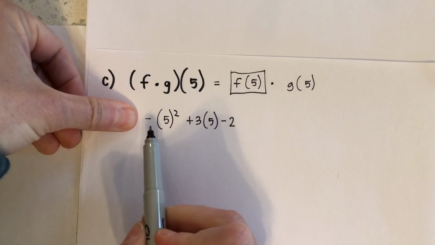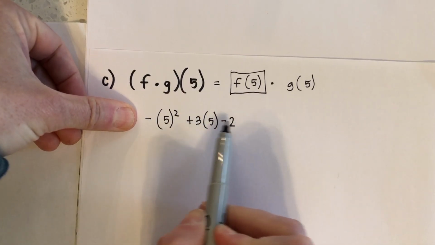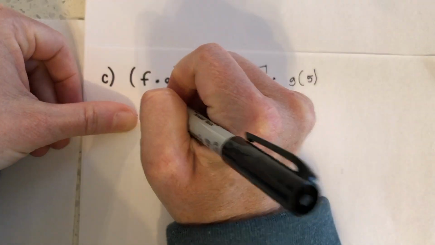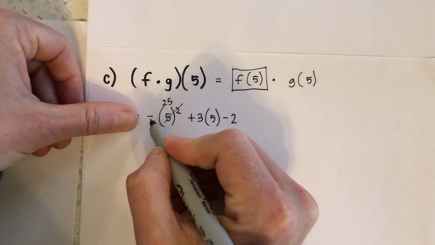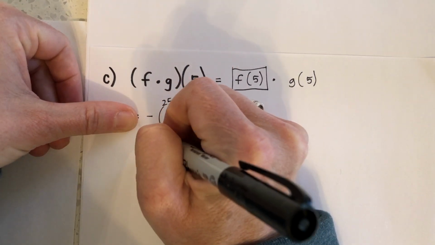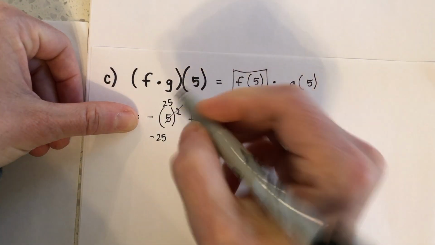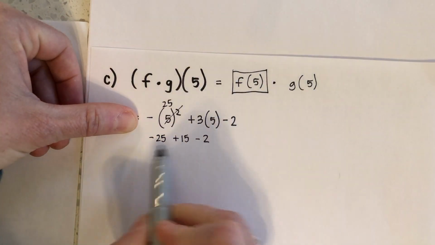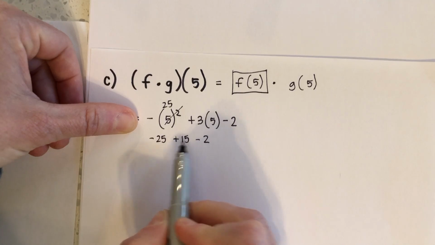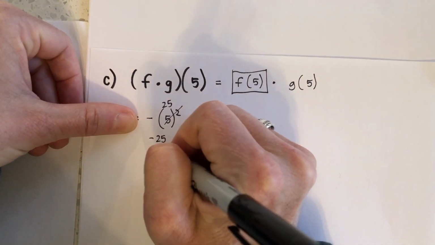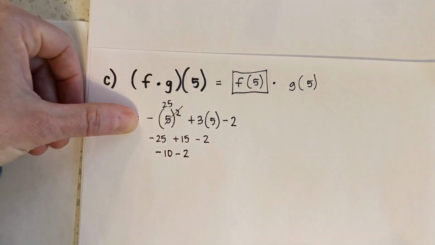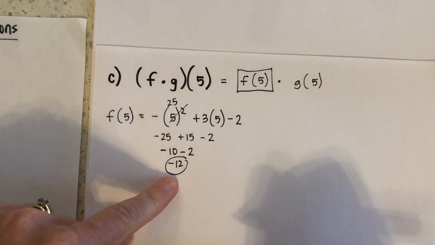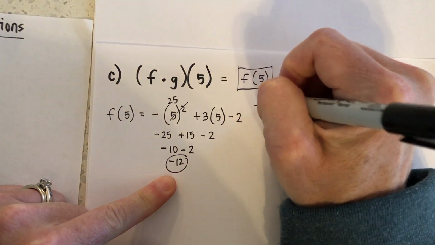And again, if you want, just plug this right into your calculator and hit enter and it'll do everything for you. Otherwise, 5 squared is 25, but now times it by that negative 1 and it's negative 25. Positive 3 times 5 is positive 15 and then minus 2. Well, in the order they appear, negative 25 plus 15 is negative 10 and then minus 2, I get negative 12. So f of 5 is negative 12.